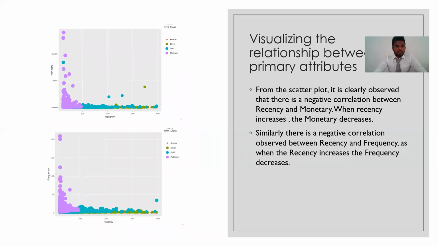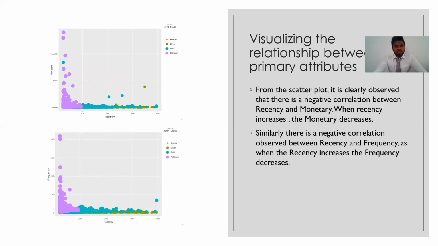So the next plot is visualizing the relationship between the primary attributes. I've used a scatter plot here to find the different combinations of relationships between the three primary attributes. The first plot is the scatter plot between recency and monetary. What I observe here is a negative correlation between recency and monetary. As you can see, when the recency tends to increase, the monetary tends to decrease.